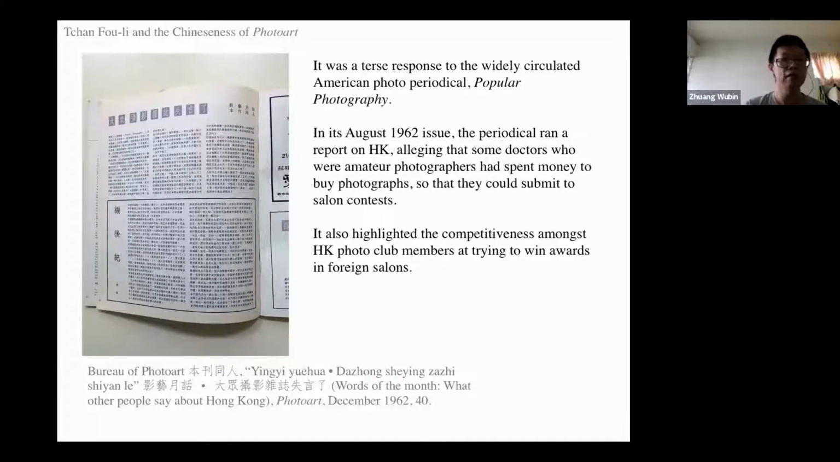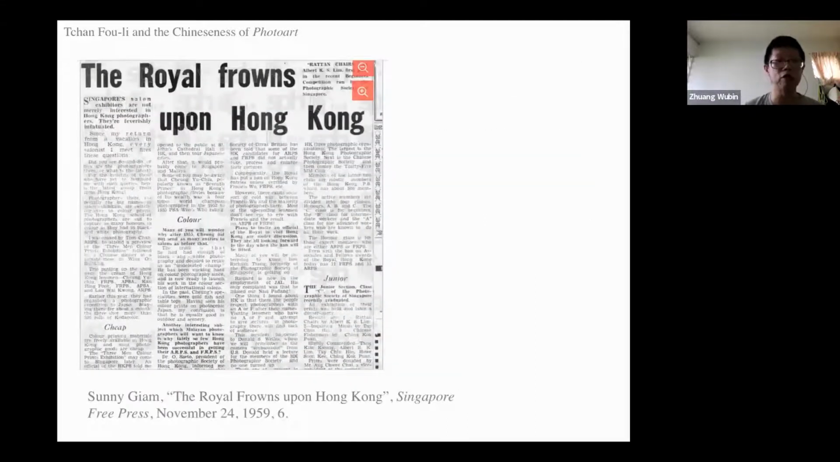Apparently the article in Popular Photography also highlighted the excessive competitiveness among Hong Kong photo club members in trying to win awards. And this is actually nothing very surprising because it was already reported. Earlier on, I mentioned this article. It was a well-known fact that some salon photographers in Hong Kong were engaging in malpractice, in the sense of commissioning other photographers to make images that they could submit to competitions.